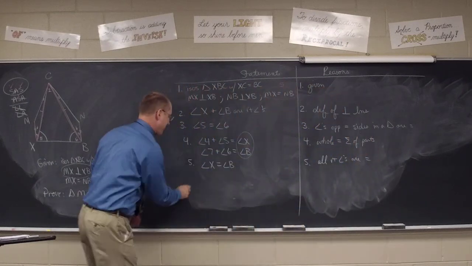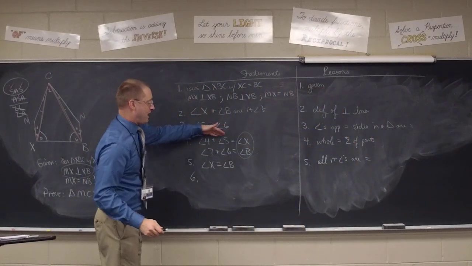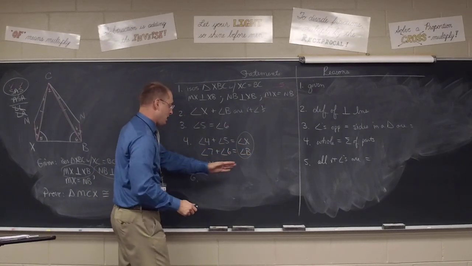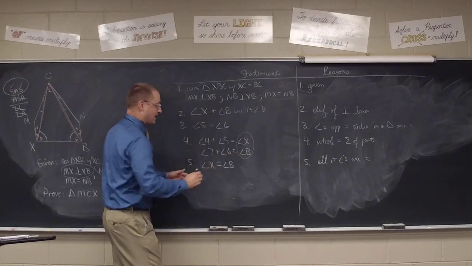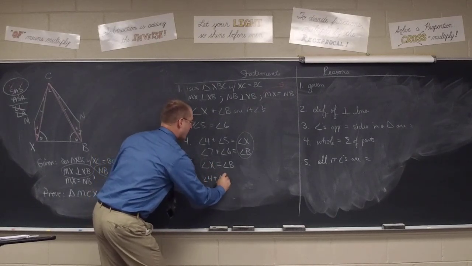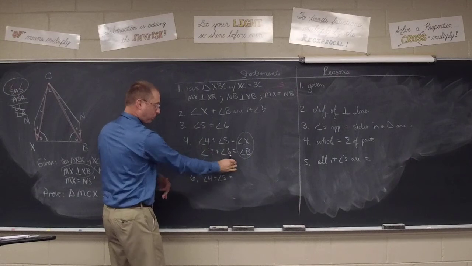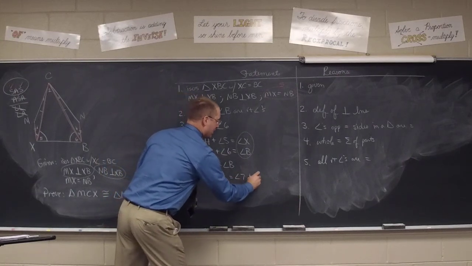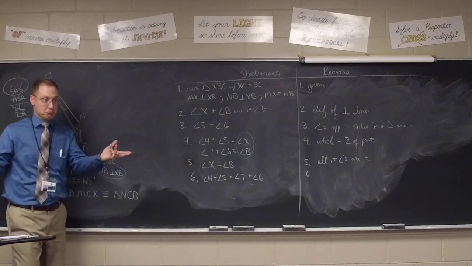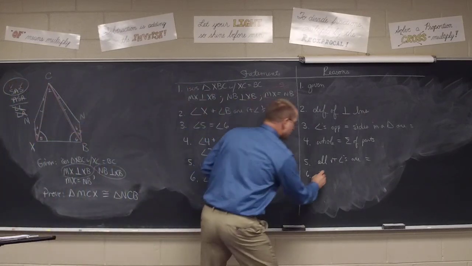So, Brecken, coming back to you, since 4 plus 5 equals x, and since 7 plus 6 equals b, then right here where it says x, I could go angle 4 plus angle 5, and right here where it says angle b, I could go angle 7 plus angle 6. And the reason is simply substitution.